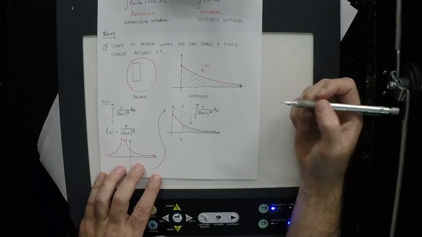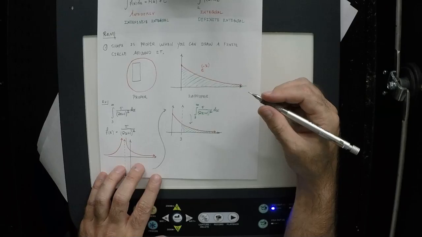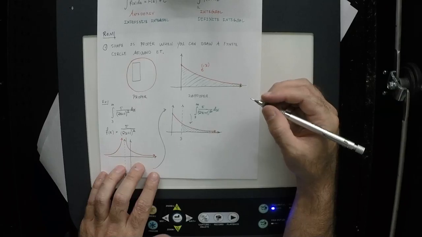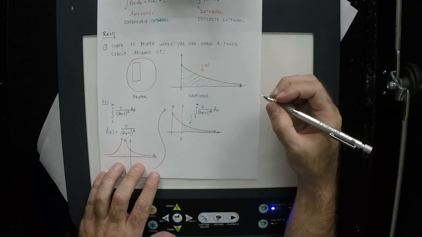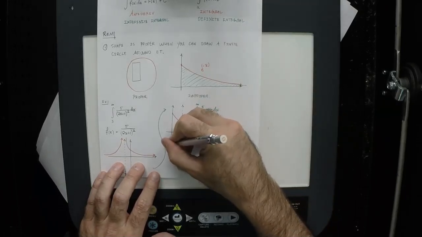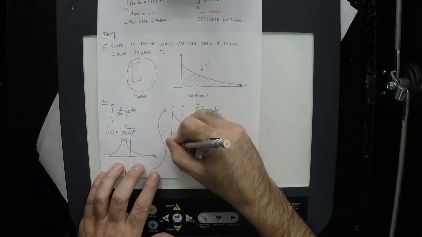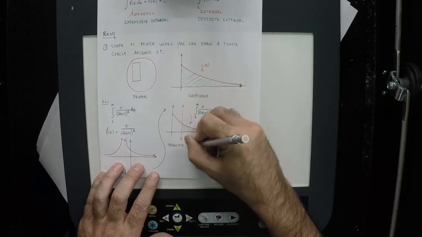What was the technique that we used? It was a two-step procedure. One of them was truncating. And then what? And then a limit. Truncate, then limit.